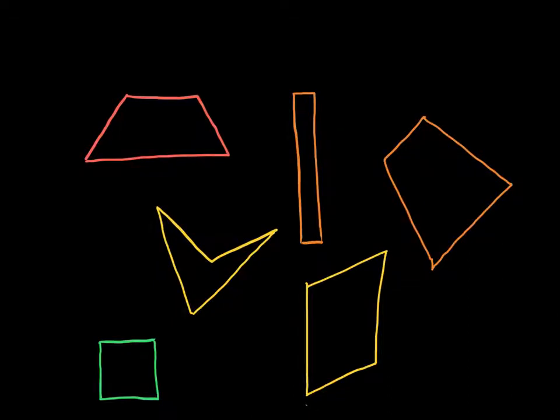So first, we're going to take a look at some shapes here, and these are called quadrilaterals. We know that they are quadrilaterals because they consist in a plane of 4 line segments that do not cross each other. So they each have 4 line segments.